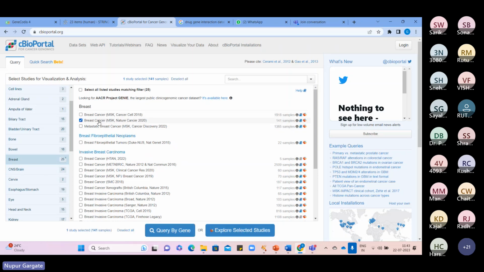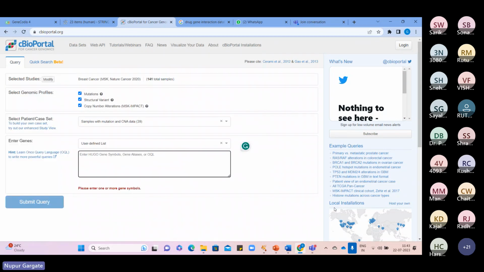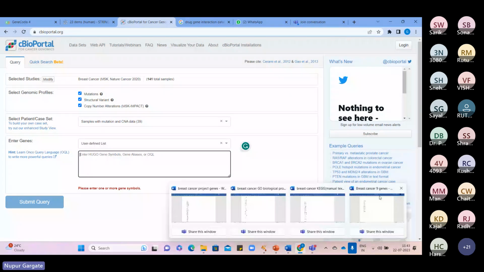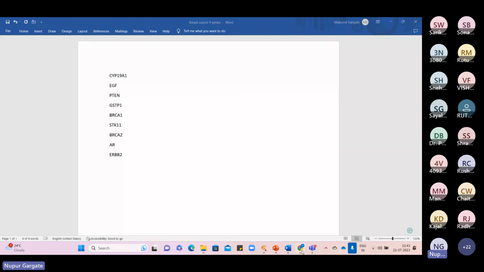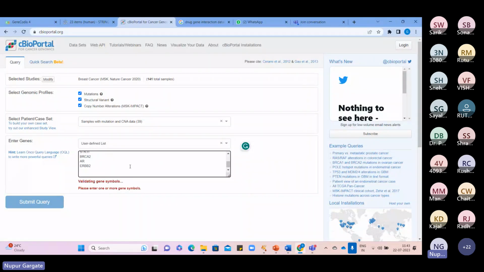I have selected this particular study out of all the available ones because I had referred to some literature and they had used this. So I'll be doing the same, and then we will click on query by gene. Here we have to enter all the 9 genes which we had obtained. These are those 9 genes. And we will paste them here, one below the other again. And we will click submit query.